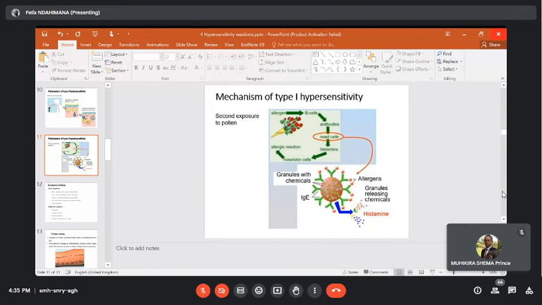I think mast cells are those cells that are involved in these kinds of allergic reactions. But about basophils, I don't know much.